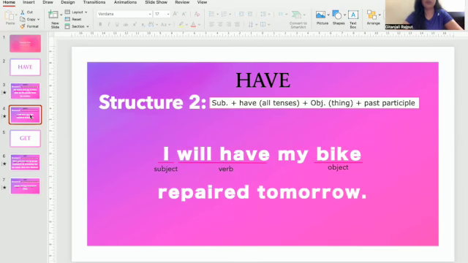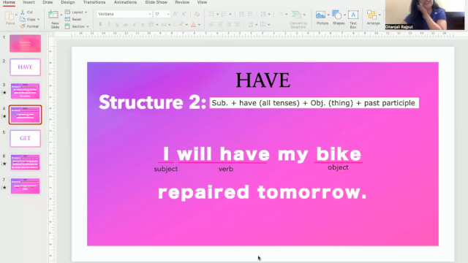Now, let us move over to the structure number 2. In this structure, please remember that the object of the causative verb have is an object, and the form of verb that we use in this structure is past participle. Now, let us again take an example.